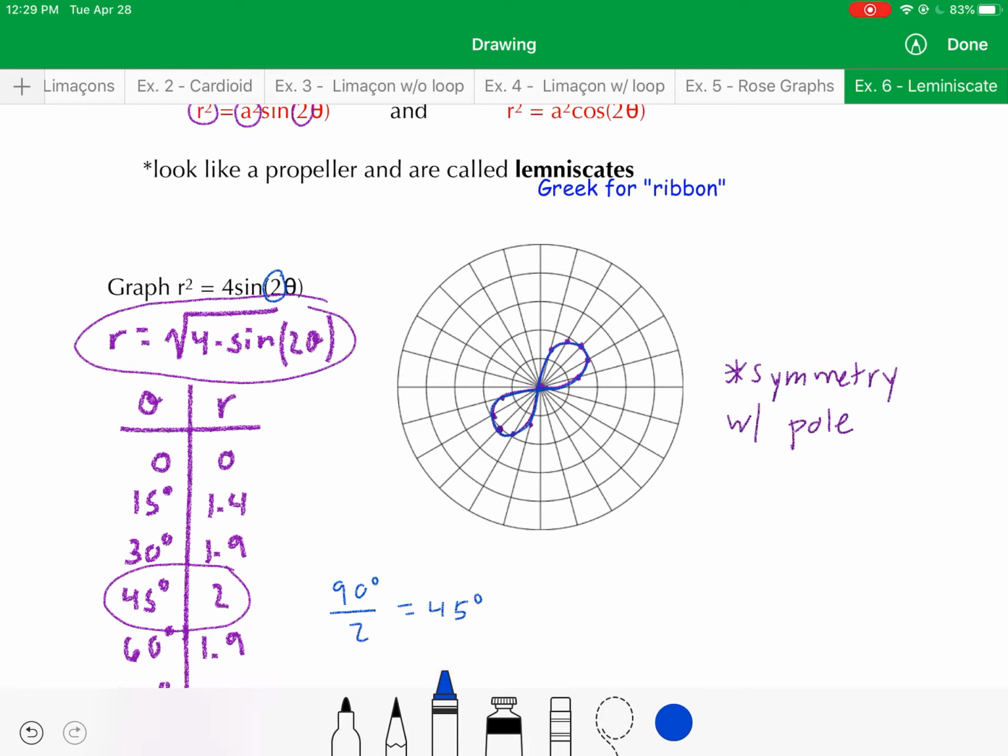Had this equation been r squared equals 4 cosine of 2 theta, the only difference is you'll still have symmetry with the pole, but you would place your first point, instead of at 45 degrees, 2, it would now be at 0 degrees, 2, which is consistent with our rose graphs as well involving cosine. Okay.